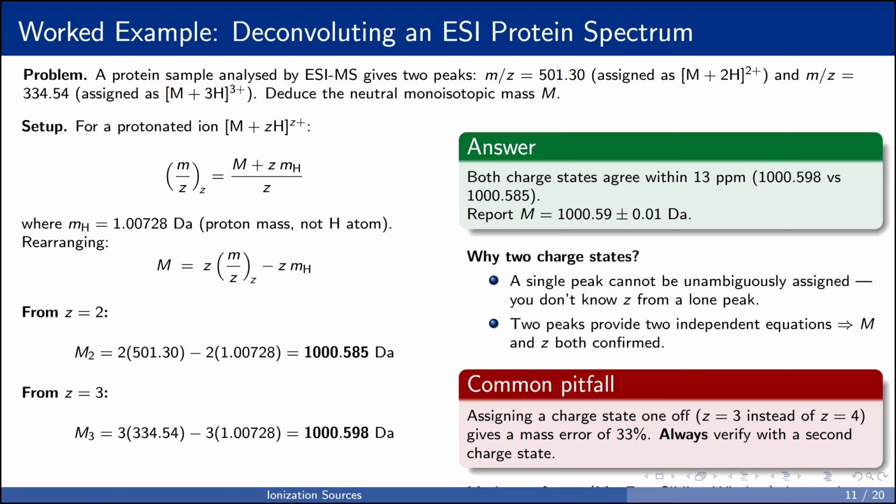A common pitfall is that if you misassign the charge state of a peak by 1, say you call it 3 plus when it's really 4 plus, you get a mass that's off by roughly 33%. That's a massive error. Always cross-check with a second charge state, and for real protein work, modern software uses the entire envelope of often a dozen or more charge states to converge on a mass with sub-Dalton accuracy.